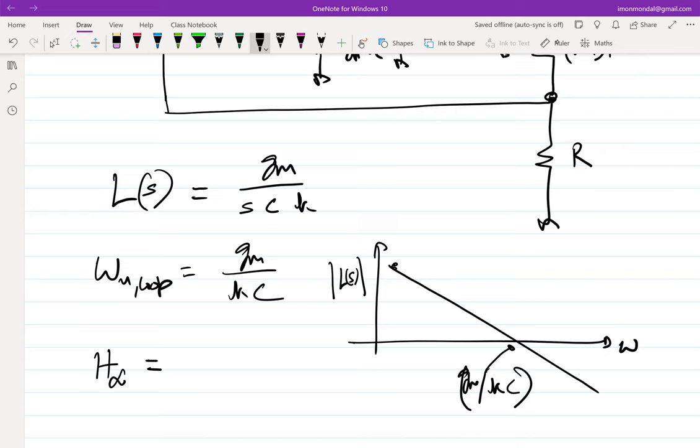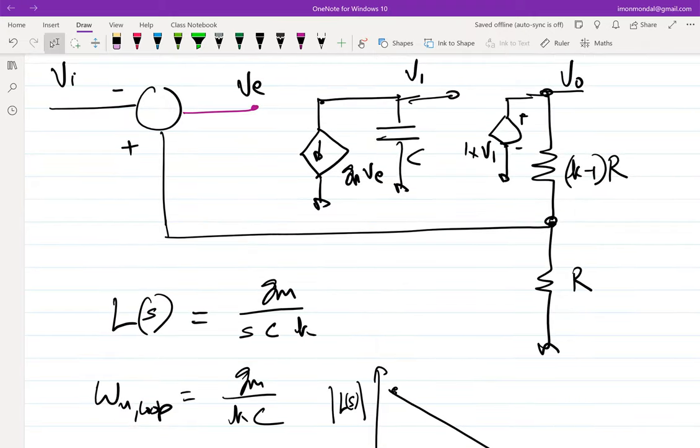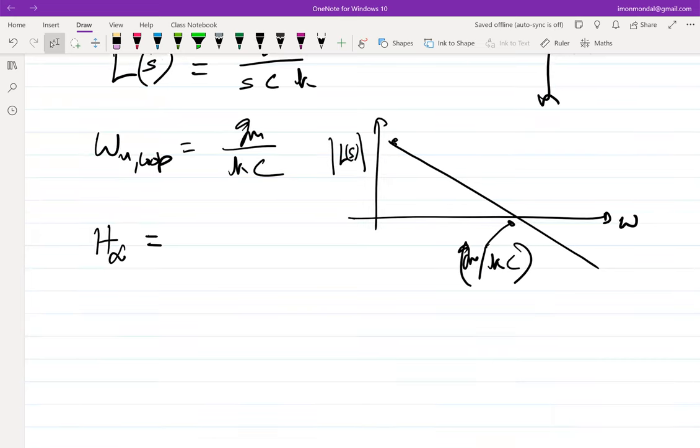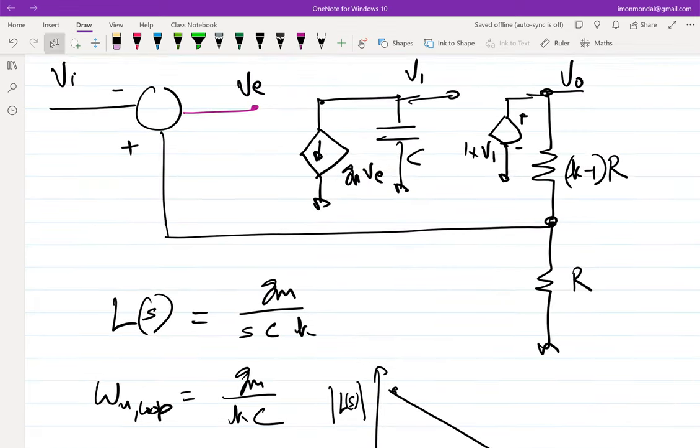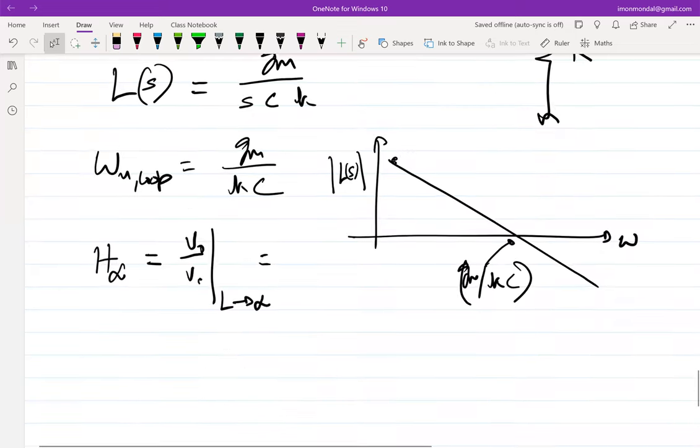Ideal integrator, yeah. No, why? Why should H infinity be infinity? What is H infinity? H infinity is V naught over VI under infinite gain condition. This is exactly equal to omega u by s scenario, right? This is equal to k. But mind you, H infinity is always k, right?